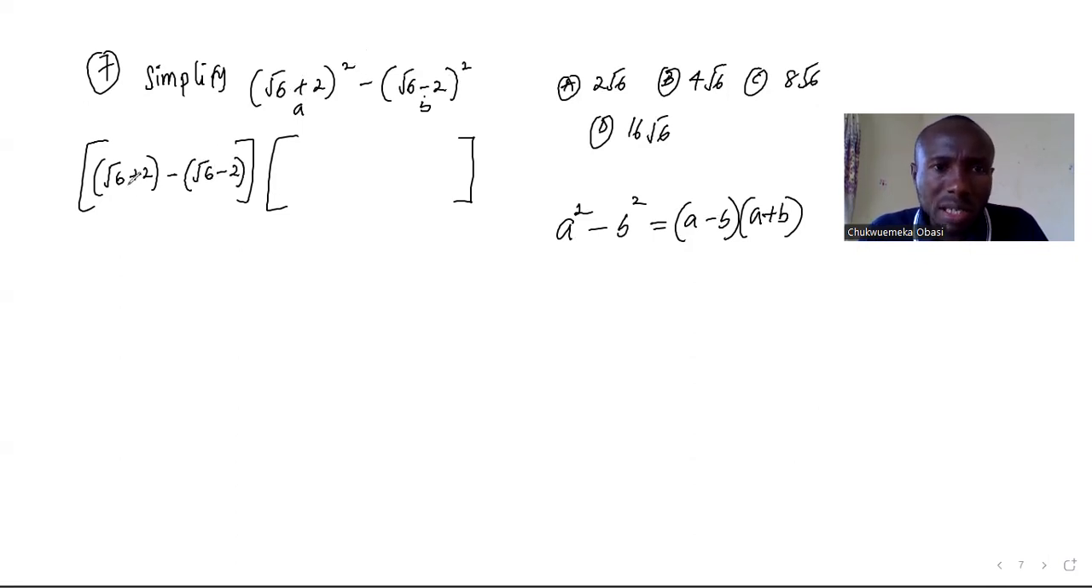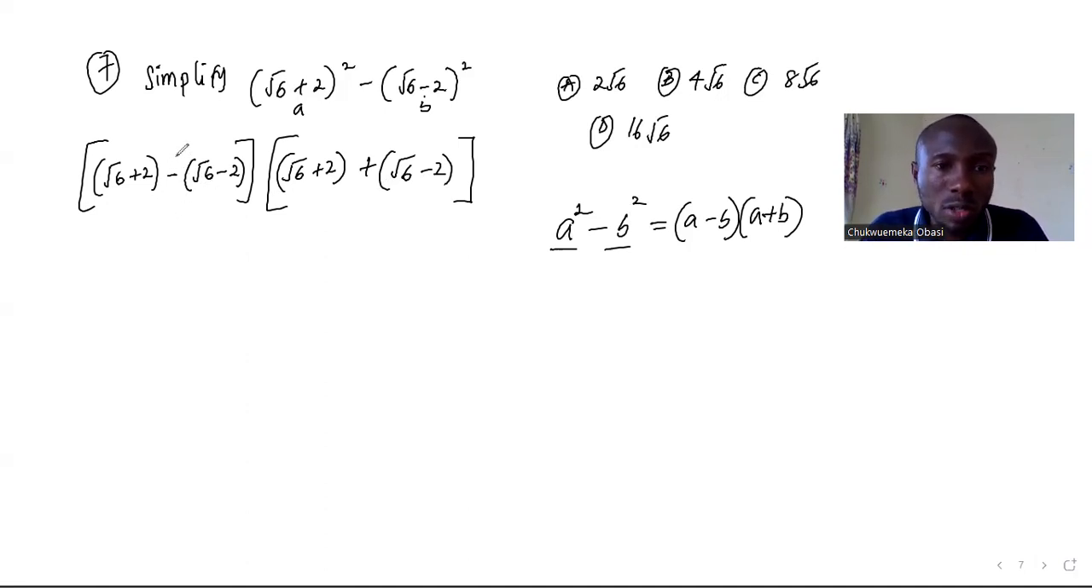I hope this is clear. So the next one is now A plus B. Here we have, this is my A, root 6 plus 2, then plus, the B is root 6 minus 2. That's how to express A squared minus B squared. So this is the A minus the B, and this is the A plus the B. All right, it looks so big, but that is how you can actually simplify it.